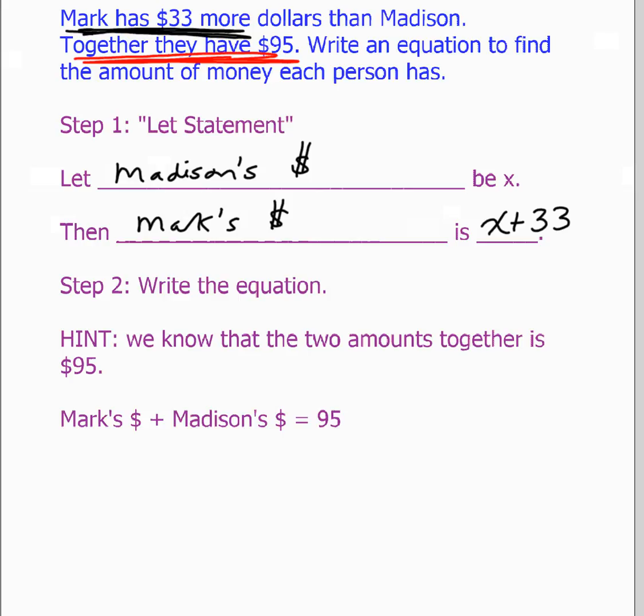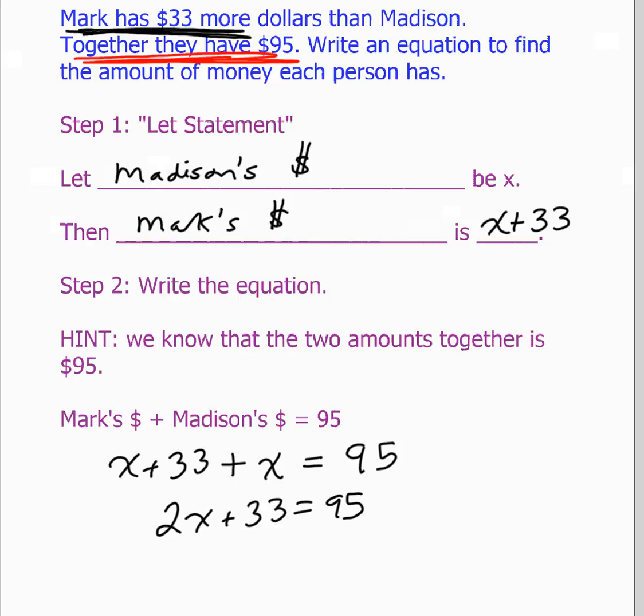Now this is where it gets a little bit tricky. A lot of people just want to write x plus 33 equals 95. But be careful with that. That, x plus 33, is just Mark's money. We also have to add Madison's money. So be really careful. Mark's money is x plus 33. Madison's money is x. So together, if you wanted to simplify, you would get that. There's your equation. Then you would go ahead and solve your equation.